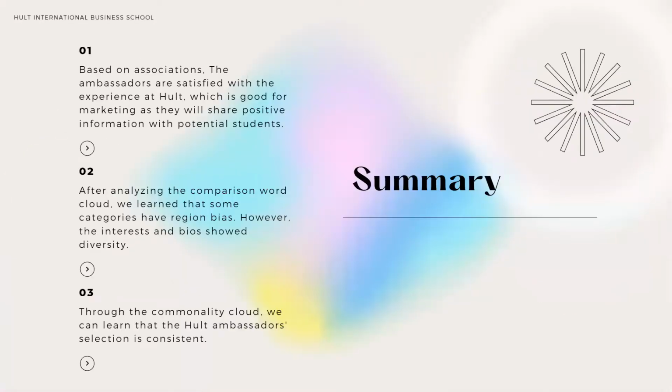And after the text mining process, we can basically extract 3 insights. The first one is based on the associations. The ambassadors are satisfied with experience at Hold, which is good for marketing, and they will share positive information with potential students. The next one is after analyzing the comparison word cloud, we've learned that some categories have region bias. However, the interests and bios show diversity. Last one is through the commonality cloud. We can learn that the Hold ambassadors selection is consistent.